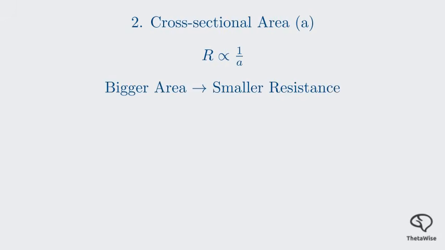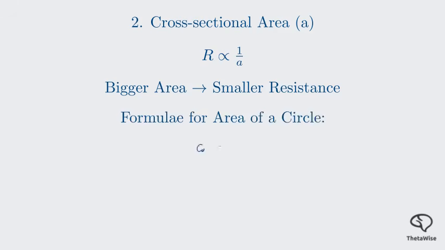Next is the cross-sectional area, A. This is the area of the conductor when you slice it in half. The resistance of a conductor is inversely proportional to its cross-sectional area. What does inversely proportional mean? It means the opposite. A bigger cross-sectional area results in a smaller resistance. Think of a highway versus a single-lane road. The wide, multi-lane highway can handle more traffic, just as a thick wire can handle more current. Cross-sectional area is measured in square meters, m².